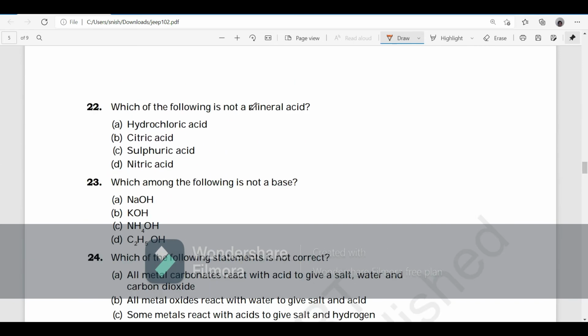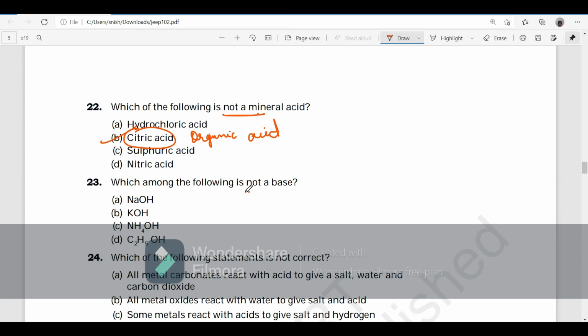Which of the following is not a mineral acid? Talking about that, you will have, is it HCl, citric acid, sulfuric acid or nitric acid? Citric acid, if you know the concept of mineral acids, these are organic acids basically. So it is not a mineral acid.